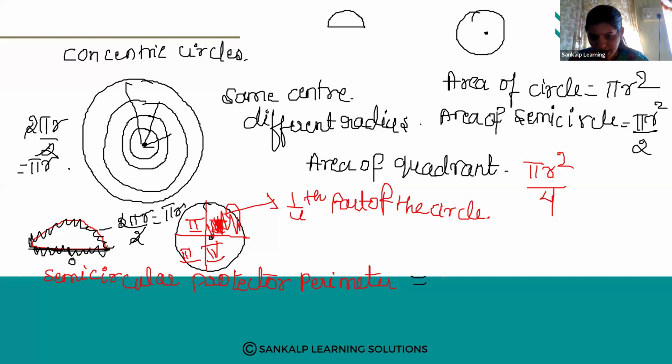So we can write it as pi r plus d. D means what? That is 2r. Diameter is 2 times the radius. So d can be written as pi r plus 2r. Right? Pi r plus 2r. So this is the semicircular perimeter. Not area, it is the perimeter of the semicircle.